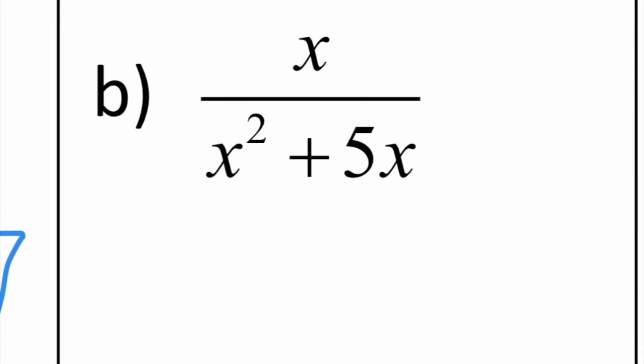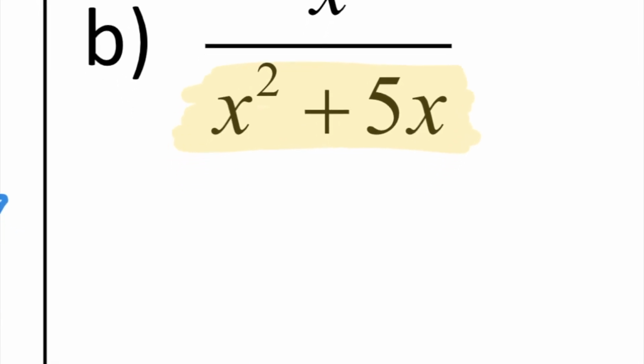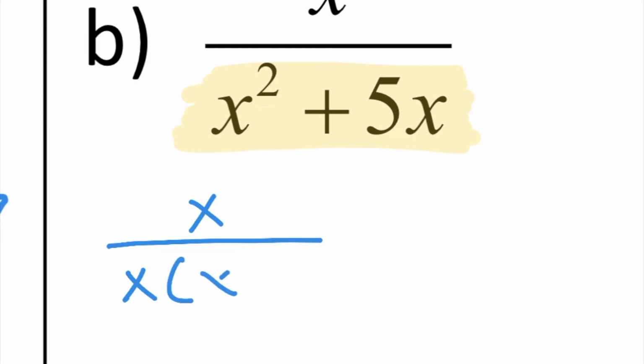So this problem looks a little bit different, but remember that you can only cancel factors. And because the denominator has an addition in it, you want to see if it can be factored. And then after you've factored it, see if anything can be canceled. So there's a lot of ifs there. But when I look at the denominator here, x squared plus 5x, I see that there's a GCF. So the x is a GCF. And so I'm going to factor out the GCF. So now I have the denominator is x times x plus 5.